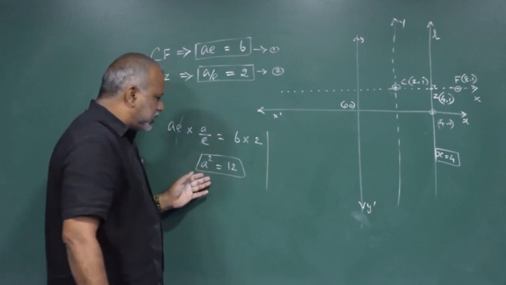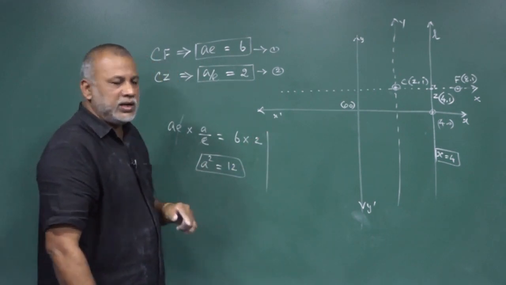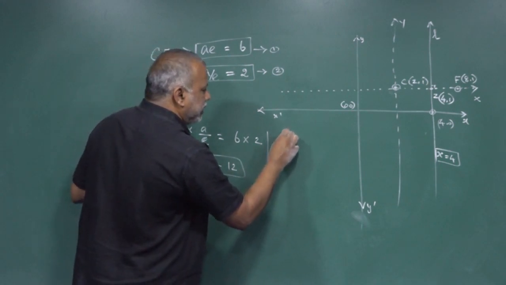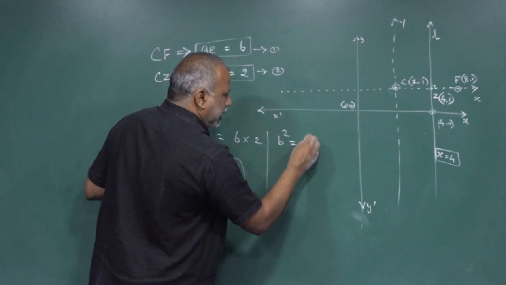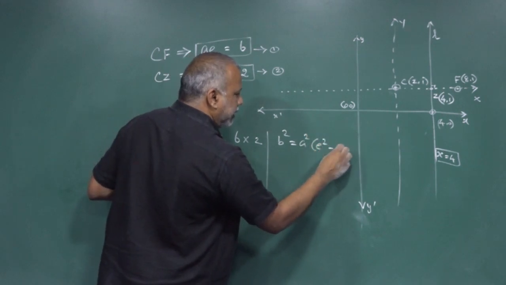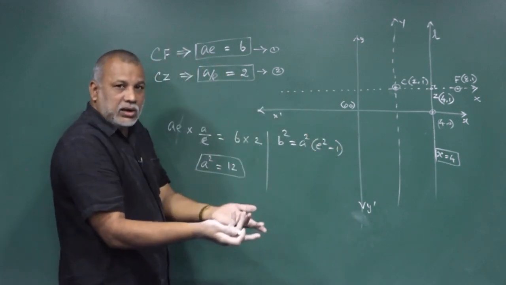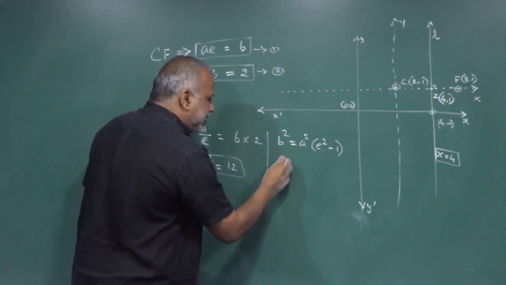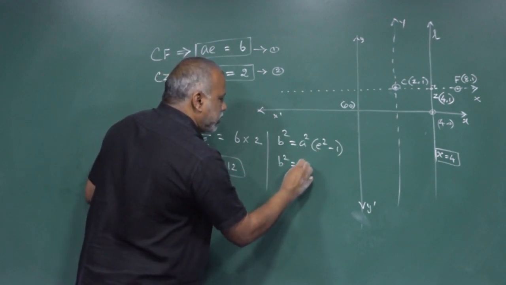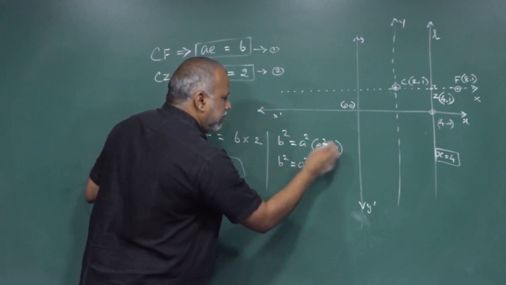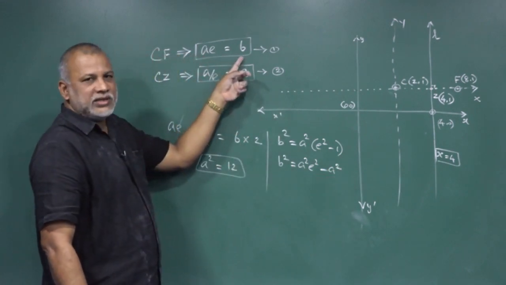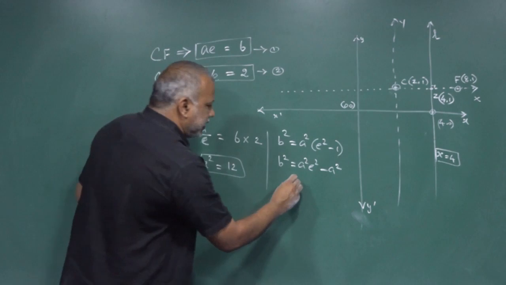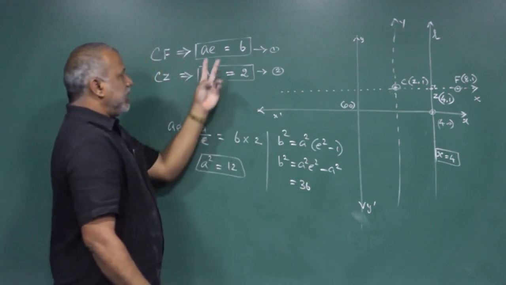After finding the value of A squared, we need B squared. What is the formula to find B squared? Just now we worked out the two results. B squared equals A squared times (E squared minus 1). Here E is not given, therefore we have to multiply inside: A squared E squared minus A squared. See, what is the value of AE? AE means 6. Just squaring, we get 36.